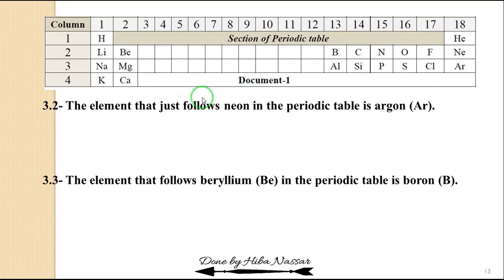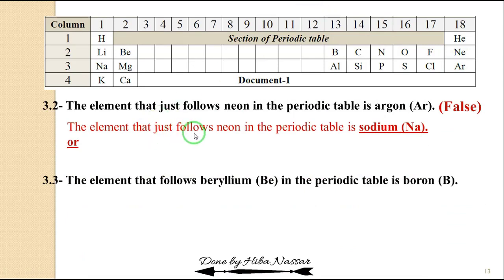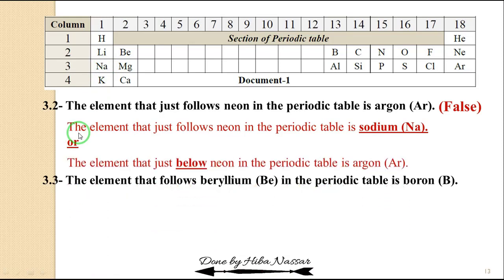3.2. The element that just follows neon in the periodic table is argon. It's false. We can say that the element that just follows neon in the periodic table is sodium. So after neon, moving to the third row, we have sodium Na, not argon. Or we can say that the element that is just below neon in the periodic table is argon with the symbol Ar.